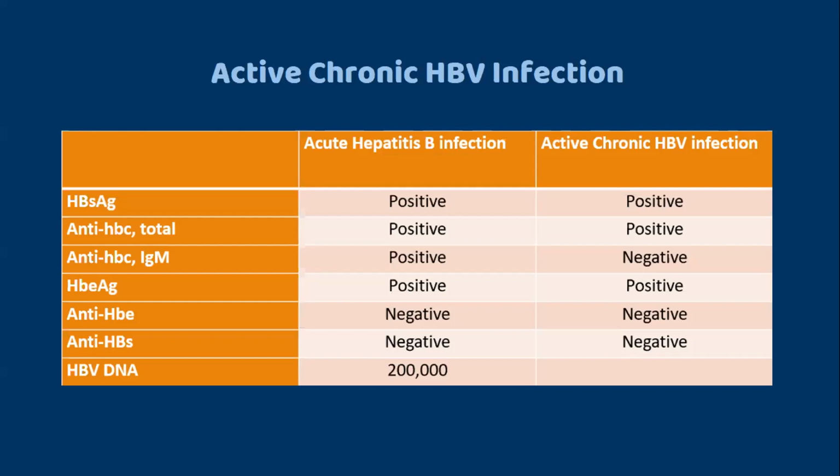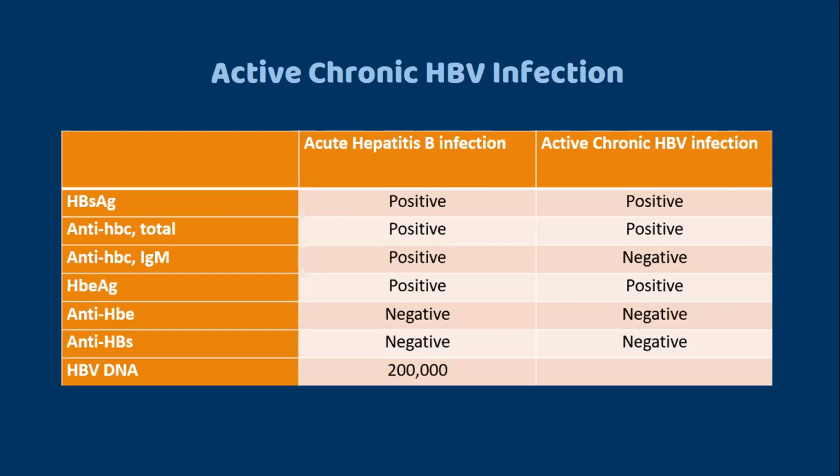Then a positive HBe antigen and negative HBe antibody usually indicate an active hepatitis B virus replication and high infectivity. The last one is negative hepatitis B surface antibody, which indicates no recovery and no immunity from hepatitis B virus infection. Thus, a positive HBsAg, positive anti-HBC, positive IgM anti-HBC, and negative anti-HBs indicates an acute infection, while a positive HBsAg, positive anti-HBC, negative IgM anti-HBC, and negative anti-HBs indicates a chronic infection.